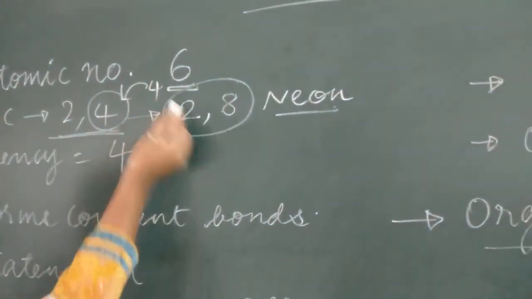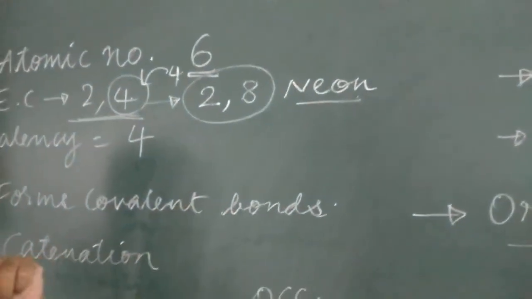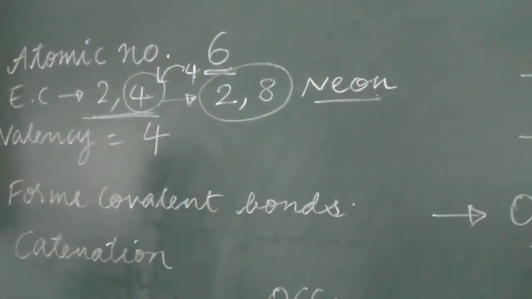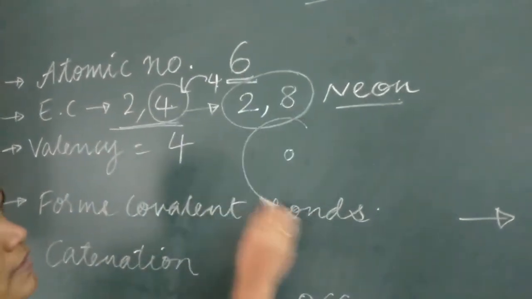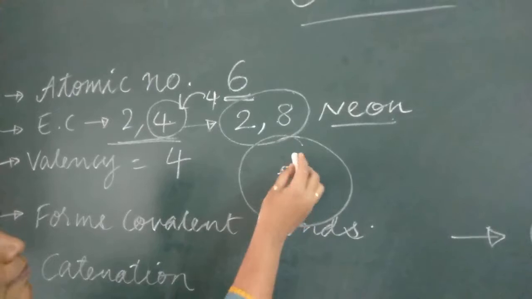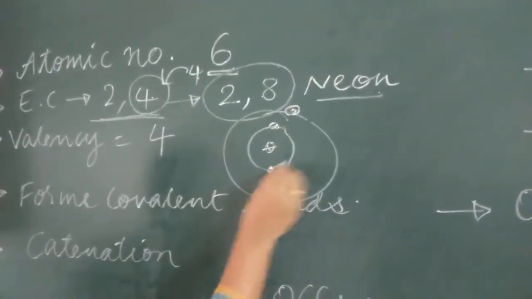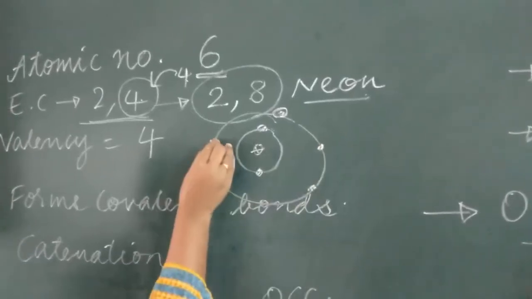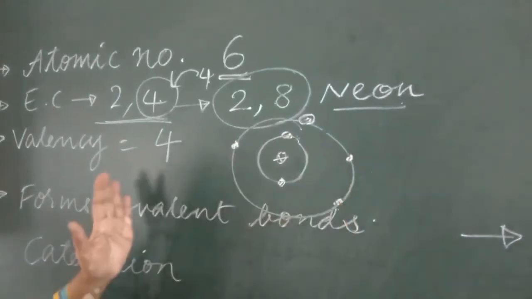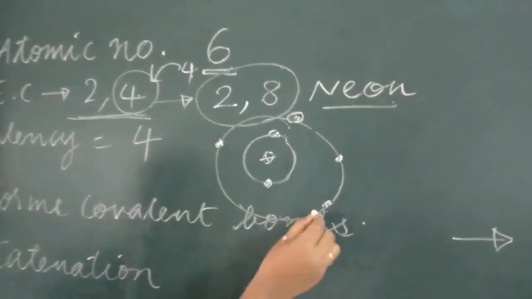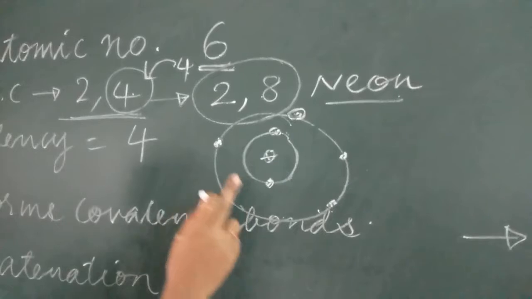So it cannot take away 4 electrons by forming an ionic bond because it's relatively a smaller atom, which contains 2 electrons in the first shell and 4 electrons in the second shell. It cannot accommodate 4 more electrons in the second shell because it is relatively a smaller atom. So what is the other way?